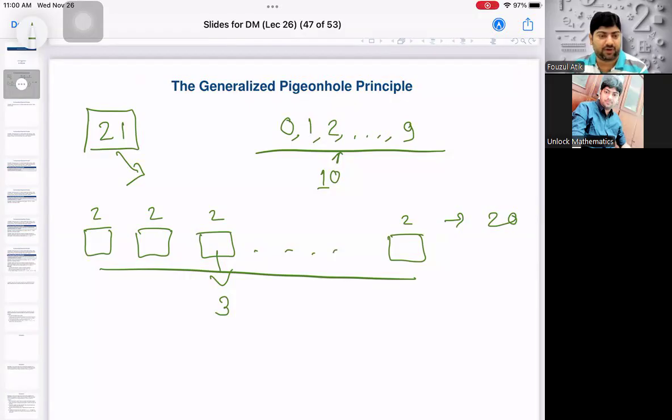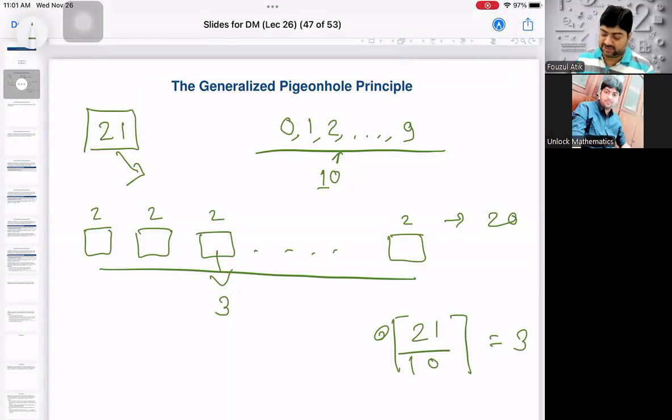So if I have 21 decimal digits, then at least 3 will be the same digit. Why? Because even if they are equally distributed, all of them can be the same digit also. It is possible. But what you can guarantee is that at least 3 will be the same. So basically, what you get here is 21 divided by 10, and if you take the ceiling of it, you get 3.